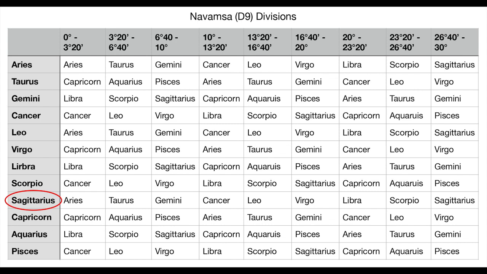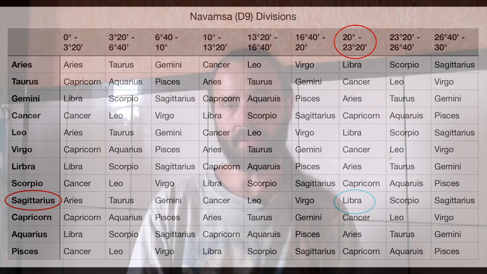Look at the degree ranges, the 9 degree ranges, the 9 divisions. 22 degrees falls into the third to the last degree range, between 20 degrees and 23 degrees 20 minutes. So Mars in 22 degrees Sagittarius, follow that down, that puts your Svamsa in Libra. So this person's Atmakaraka, Mars, is in the Svamsa of Libra. So the significations of this video will apply to this person. So let's get into it.